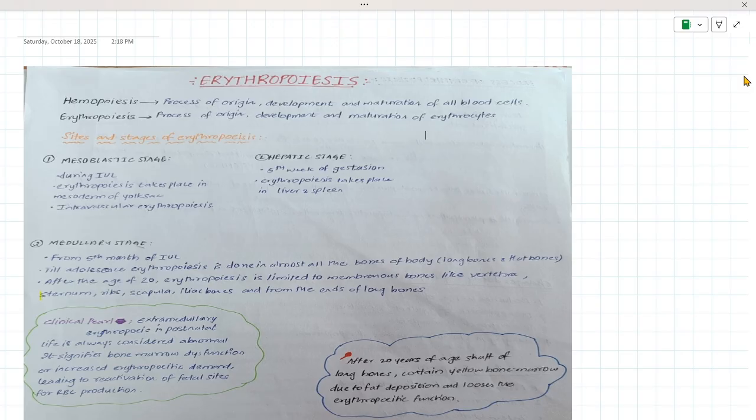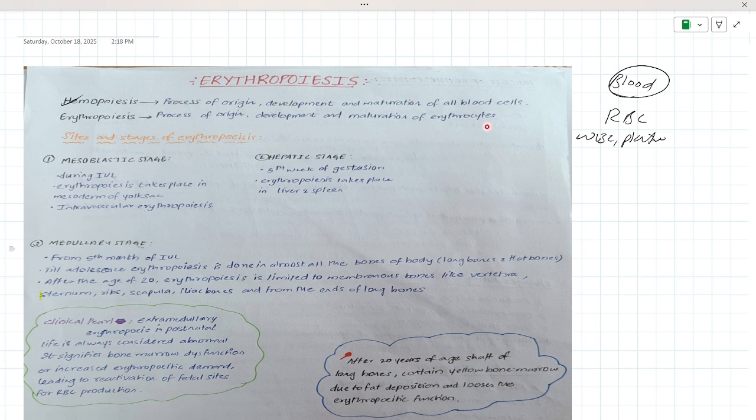Erythropoiesis is an important LAQ in blood physiology. Okay, let's get into the topic. Before understanding what erythropoiesis is, we'll understand what hemopoiesis is first of all. As we all know, the blood contains various types of cells, like RBCs, WBCs, and platelets. The synthesis of all these blood cells is known as hemopoiesis. Hemopoiesis is defined as the process of origin, development, and maturation of all blood cells.